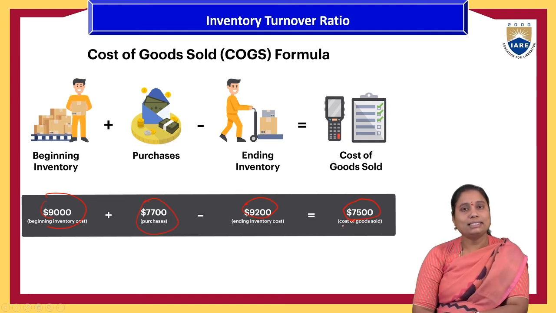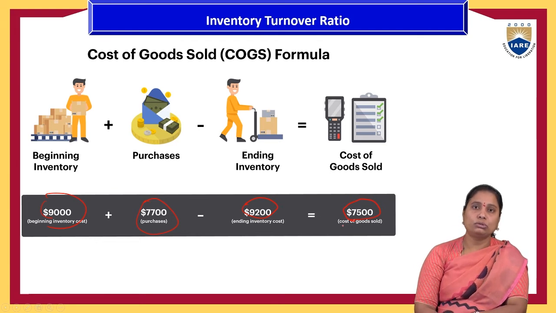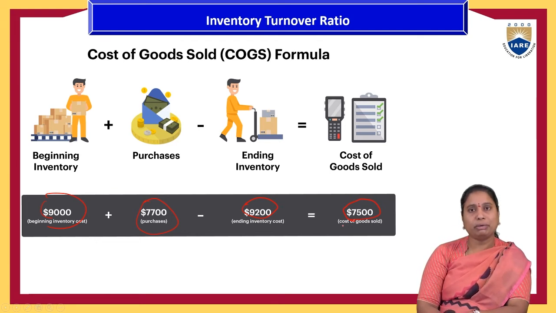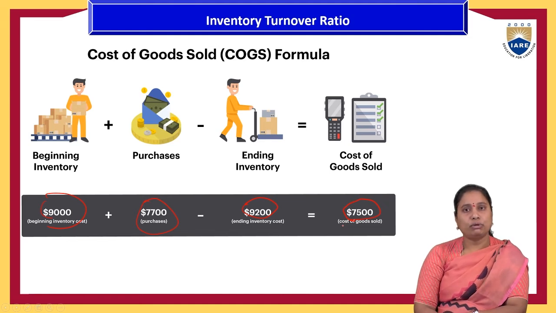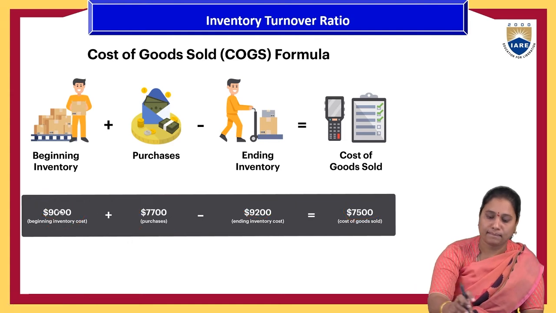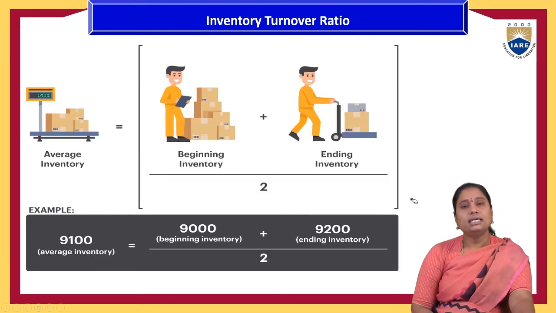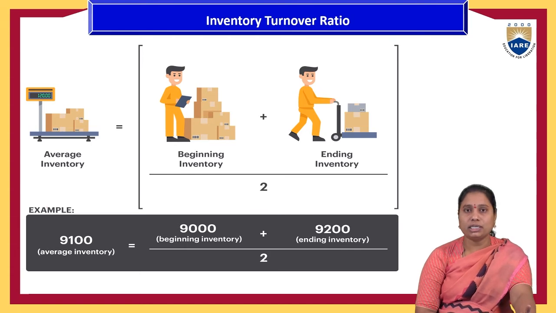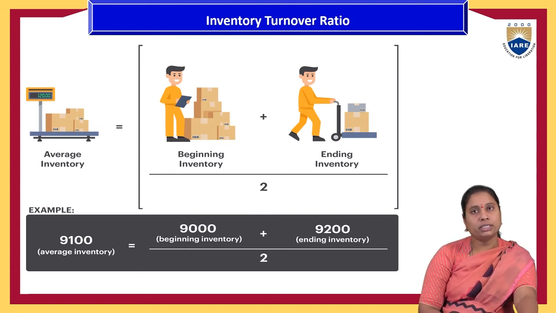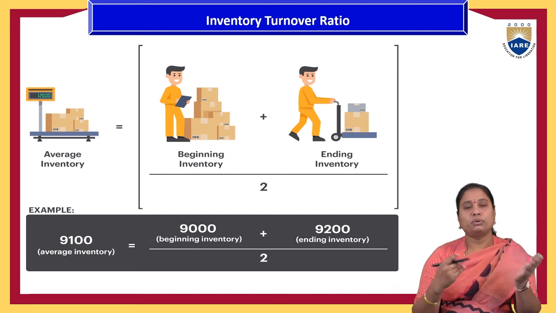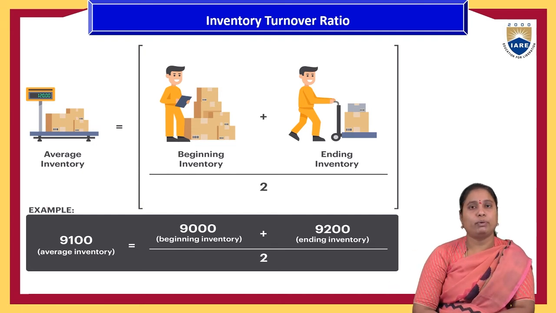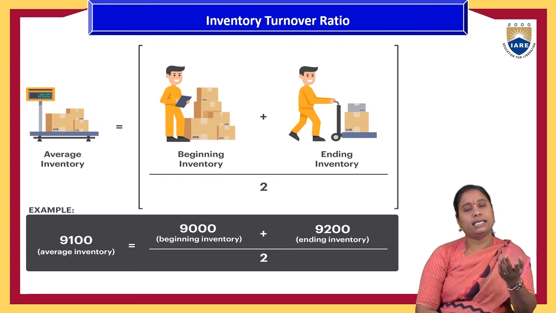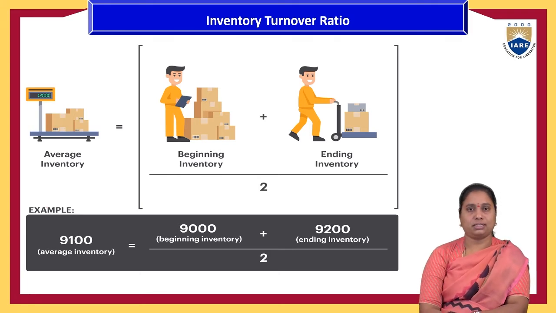In the same way, for an organization, opening stock plus purchases minus ending inventory equals the cost of goods sold. That is the formula for that. For this inventory, we can take the average of opening inventory and ending inventory, or the total inventory, into consideration. Generally, if both opening and closing are there, it is better to use the average inventory. If not, then either one can be taken into consideration.